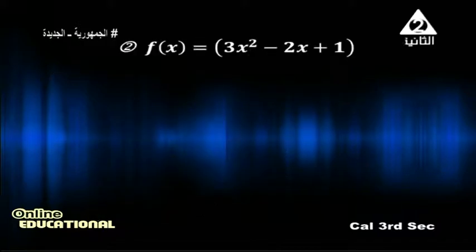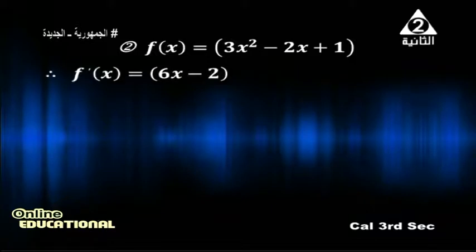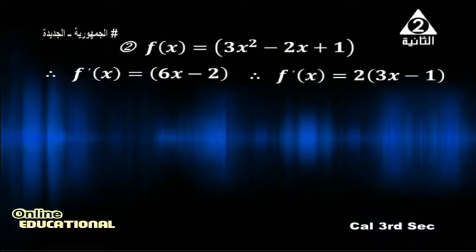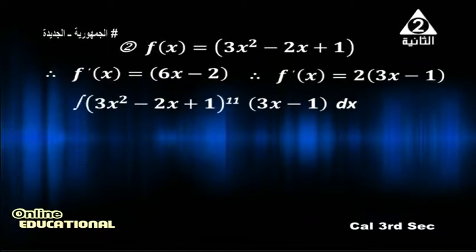Number 2, the function f of x equals 3x power 2 minus 2x plus 1, and the derivative of this function f dash x equals the derivative of 3x power 2, which equals 6x. The derivative of negative 2x is negative 2, and the derivative of 1 is 0 because 1 is a constant function. Now, integration of (3x power 2 minus 2x plus 1) all to the power 11 multiplied by (3x minus 1) dx.